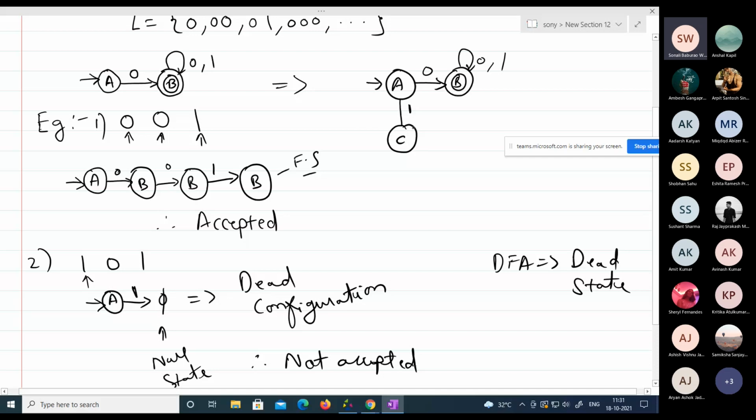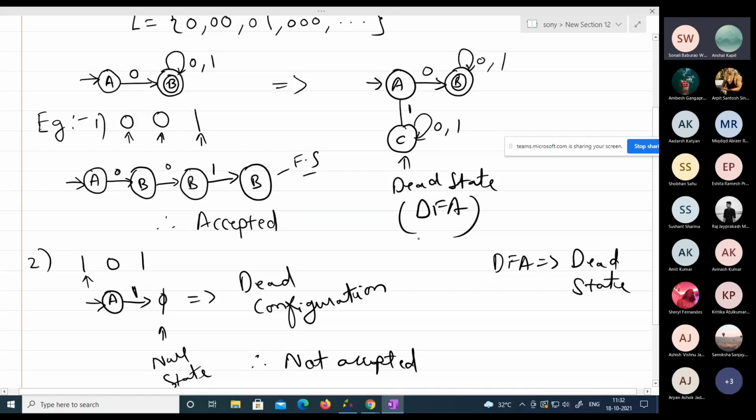And C can have any values of zeros and ones. This is my dead state. So this is how you convert a given NFA to a DFA, and this is our DFA. Is this clear?